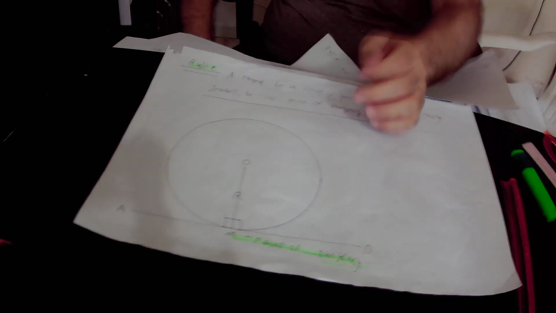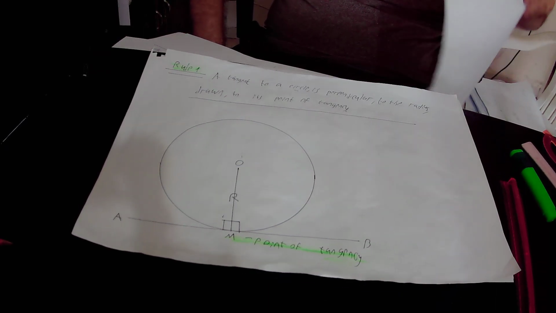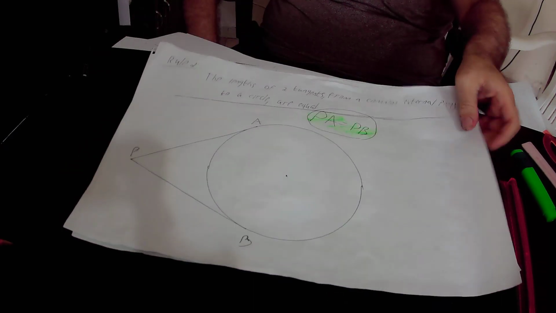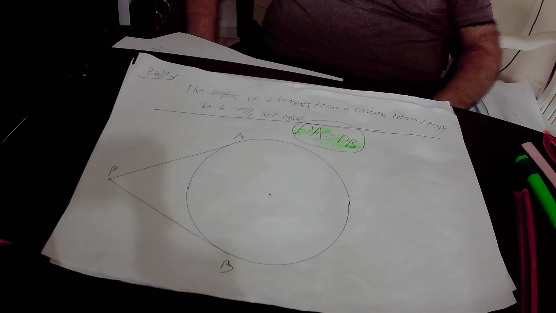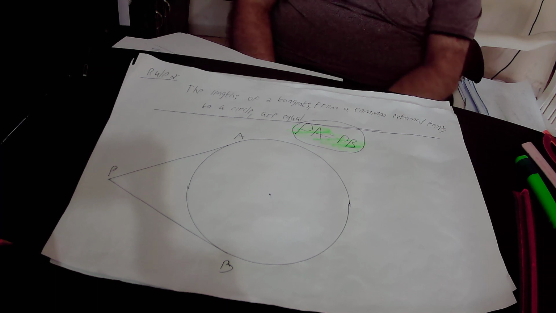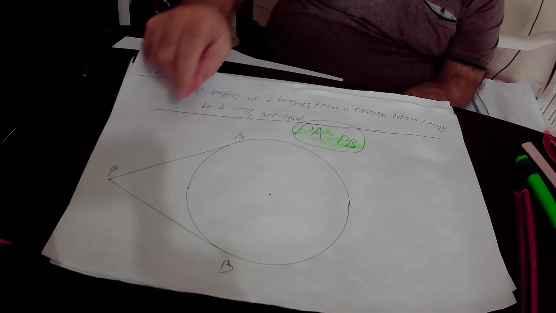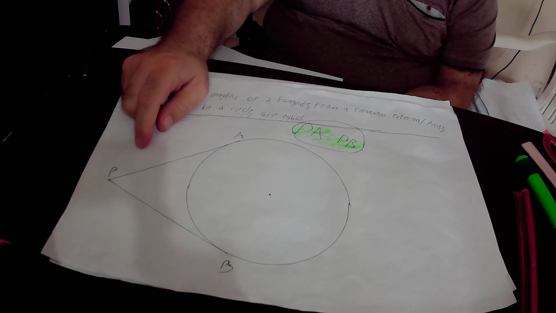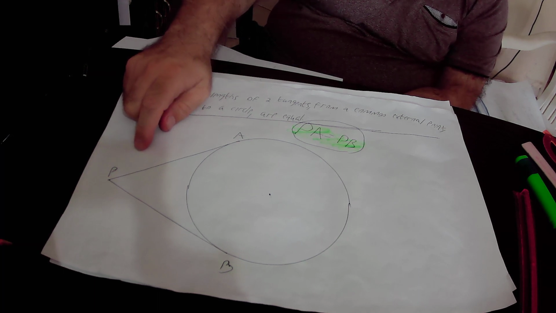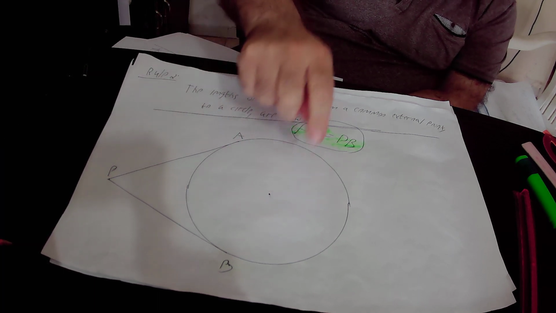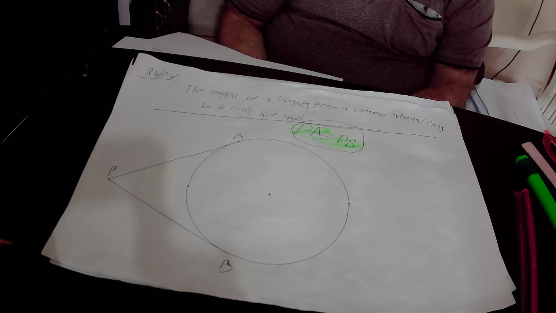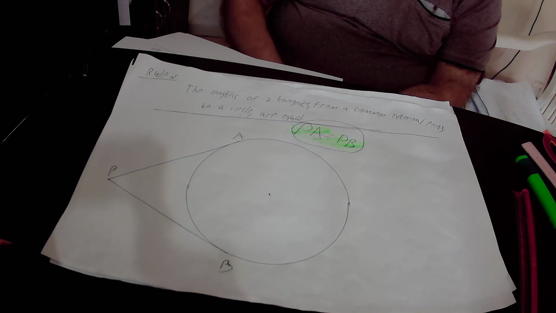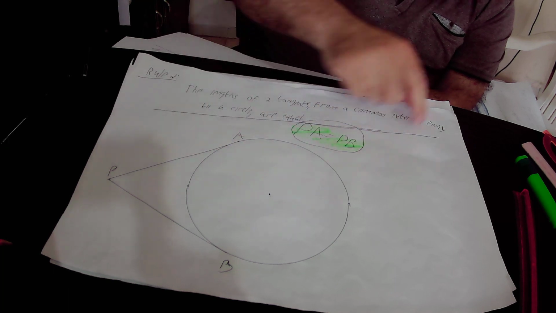Then I presented to you also rule number 2. According to rule number 2, the lengths of two tangents from a common external point to a circle are equal. Here we have the common external point P. For the common external point P, we have two tangents to the circle, tangent PA and tangent PB. And according to rule number 2, they are equal to each other. That is to say, PA is equal to PB.